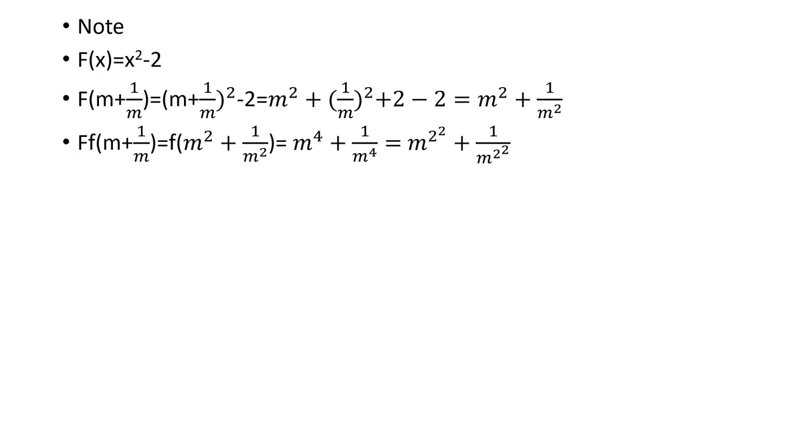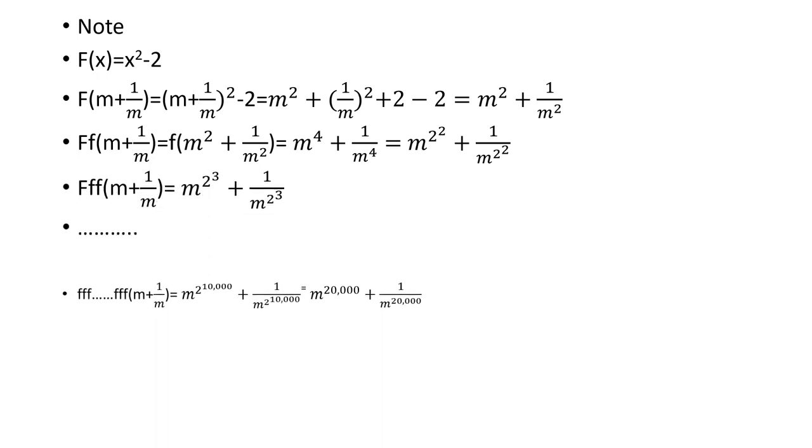But what is 4? 2 to the power of 2. Here, it looks like we find the trend, because when I have 1f, I have 2 to the power of 1. If I have 2f, I have 2 to the power of 2. See, I get 2 here, and 1 over m to the power of 2 squared. And if I have, let's say, 3f's, I'm going to have 2 to the power of 3. So if I have 10,000f, it is going to be 2 to the power of 10,000.